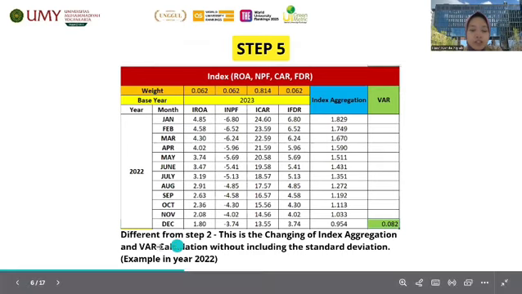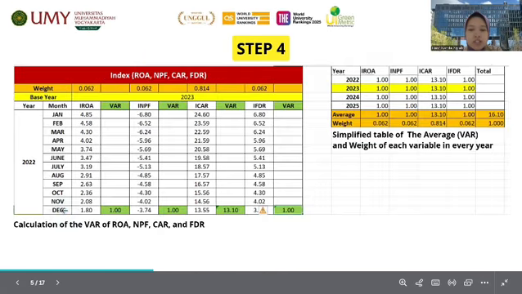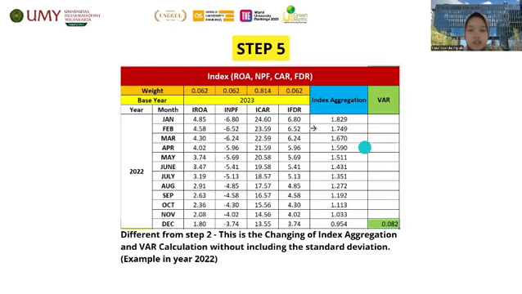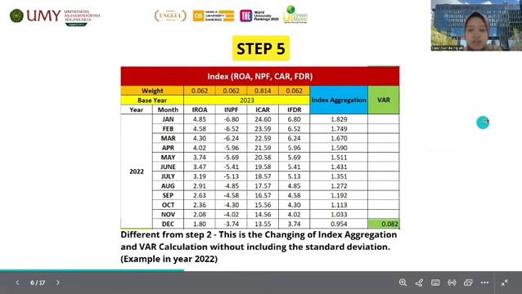And for step 5, it is different from step 2. Here there's a change of the index aggregation and calculation, without including the standard deviation. So, wait, let me show you, okay, this is step 2. It has a different calculation between the index aggregation, and in step 5 there's no VAR calculation. So step 5 has different numbers.